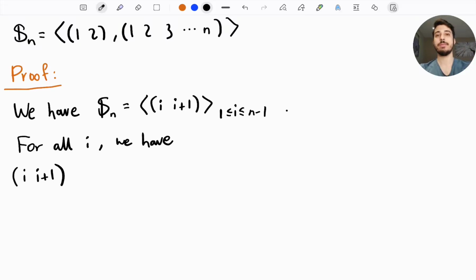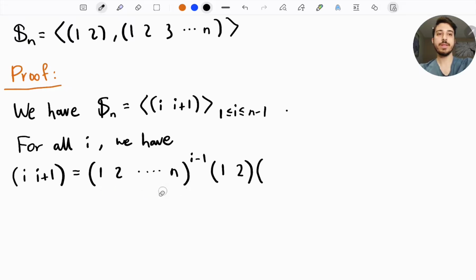How crazy is that? So (I, I plus 1) is equal to the product of 3 cycles, which I will be writing here. Admittedly, they would look complicated at first, but after I explain, it will be much easier to deal with. So the first cycle is the cycle containing 1, 2, all the way to n. This cycle, I will take it to the power I minus 1. The second cycle is the transposition (1 2). And the third cycle is the inverse of this cycle here, so (n, n minus 1, all the way to 2, 1). And that I take to the power, again, I minus 1.